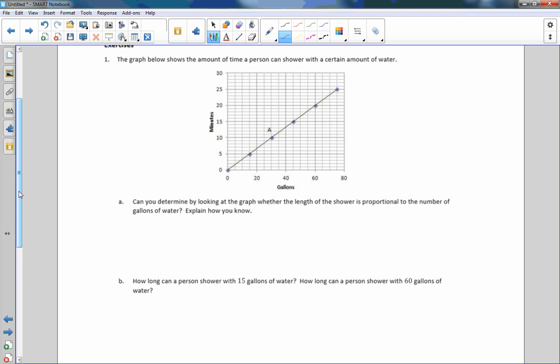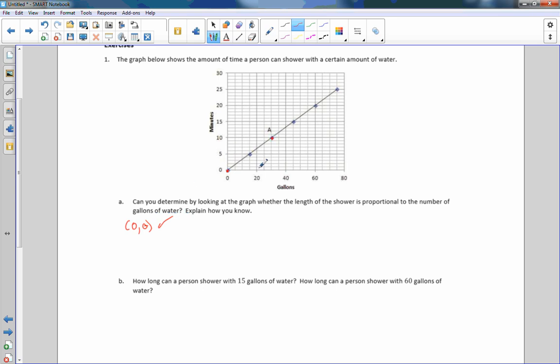Okay, moving on to exercise 1. The graph below shows the amount of time a person can shower with a certain amount of water. Can you determine by looking at the graph whether the length of the shower is proportional to the number of gallons of water, and explain how you know? Well, the first thing I would do is look here, and I have 0, 0. I have 0, 0. Check. Okay, and then I'm going to pick a point.